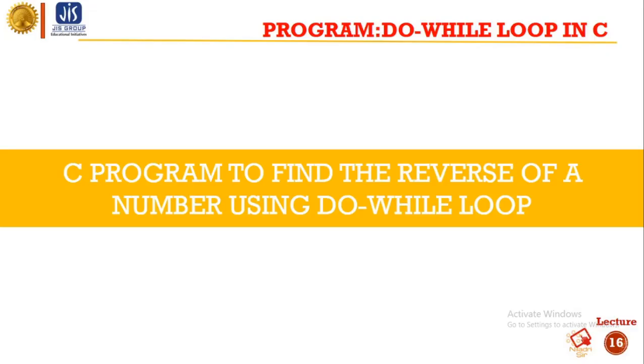The next program is to find the reverse of a number using do while loop. In this program I will find the reverse of a number. So if the number is 123, the reverse will be 321. In our previous tutorial we did the same program using while loop, and in this tutorial we will do the same program using do while loop.